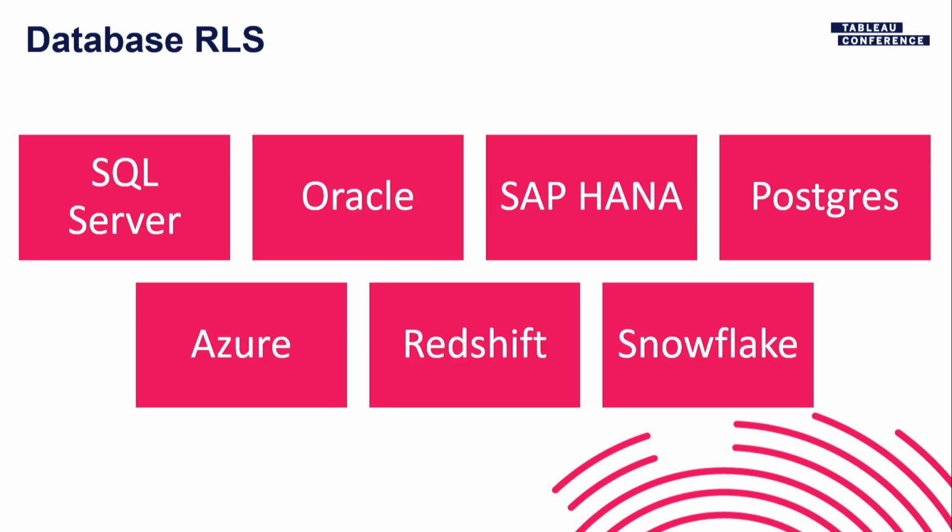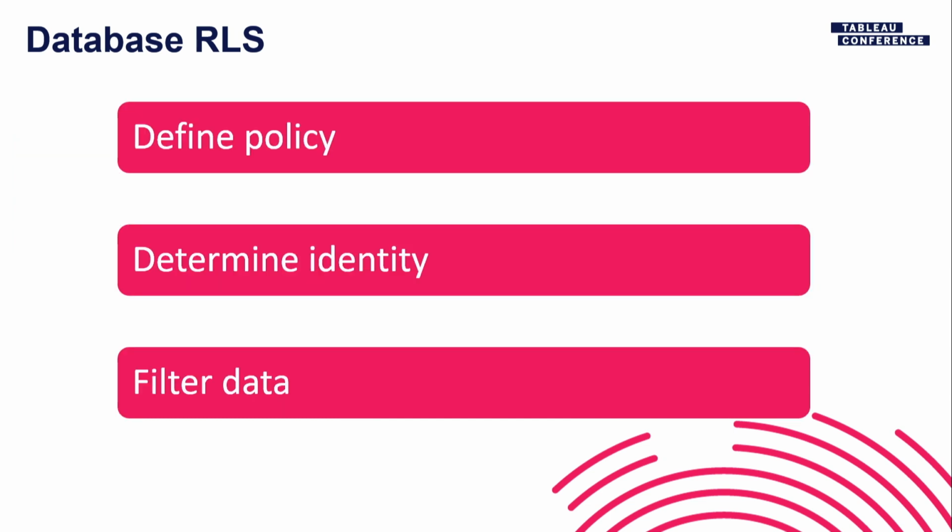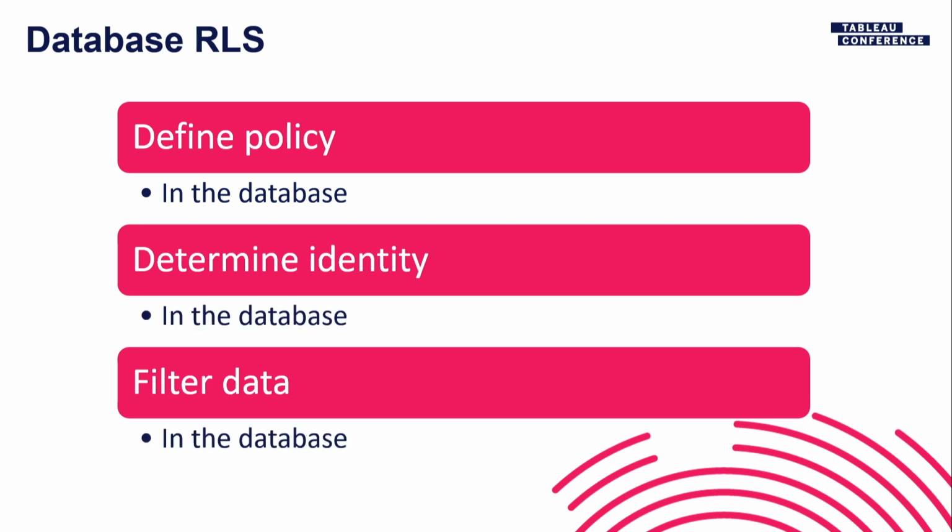The first type of RLS I want to talk about is RLS in the database. Lots of database vendors provide row-level security functionality in their own systems. These are just a few. You've probably used others. But the database vendor themselves is going to give you the ability to do the policy, determine identity, and filter the data when you're querying that database from anywhere, from Tableau, from some other client, from an app. The nice thing about this is that it's implemented way down at the very lowest level, so you know it's always going to be applied whether or not you're coming from Tableau or any other system.